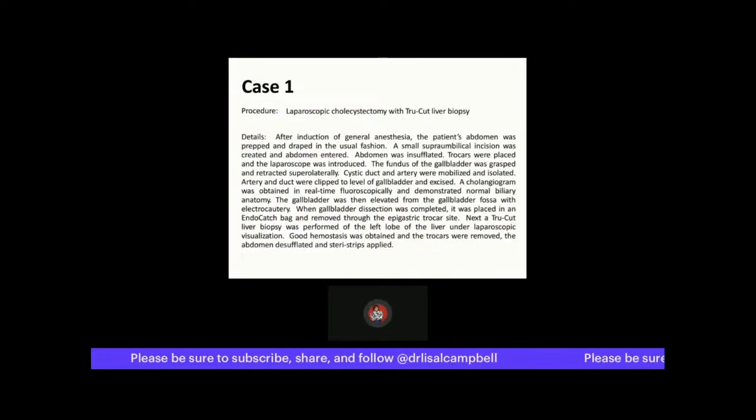So, in our first scenario, our patient has a laparoscopic cholecystectomy with a true cut liver biopsy. And in the scenario, the usual things happen. The patient is prepped and draped in the sterile fashion. Anesthesia is administered. Then there is a small supraumbilical incision that was made, and then the abdomen was insufflated.